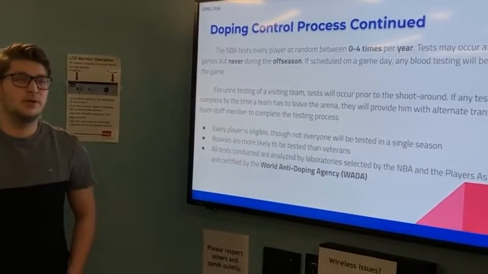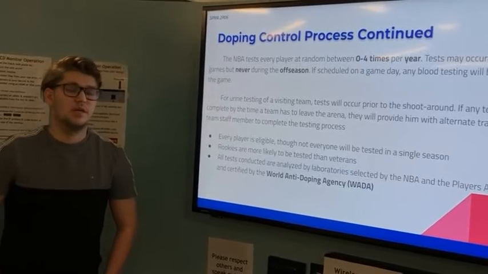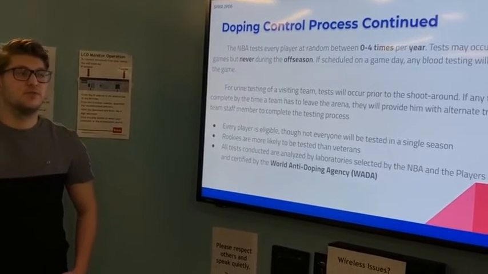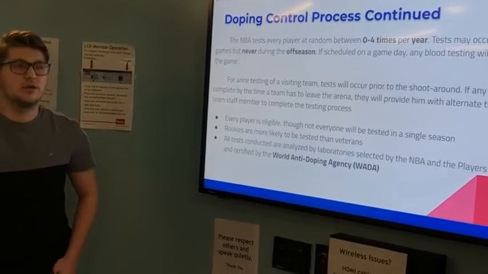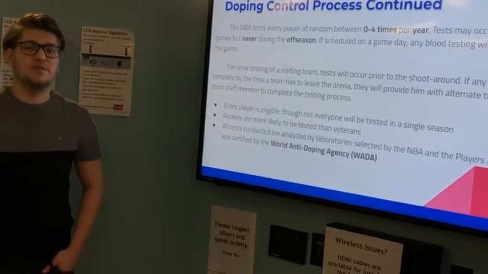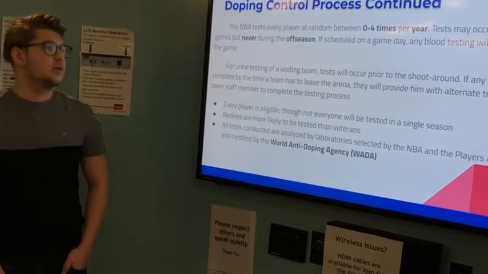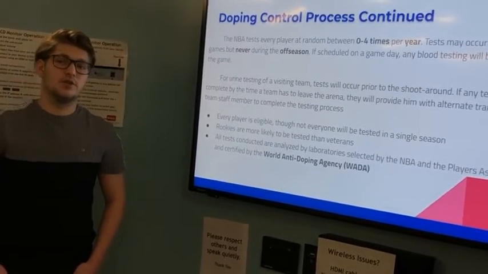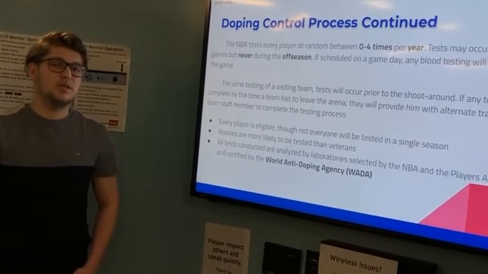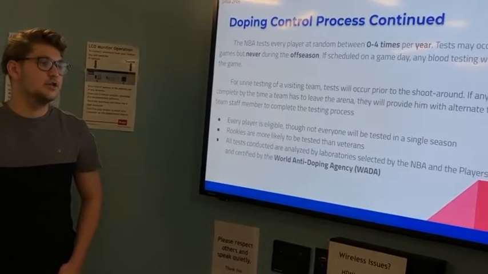To continue with the doping control process, the NBA will test every player at random between 0 to 4 times a year. These tests may occur at practices or games, but will never happen during the off-season. If scheduled on a game day, any blood testing will be done after the game. And for the urine test of a visiting team, these tests will occur prior to the shoot-around.